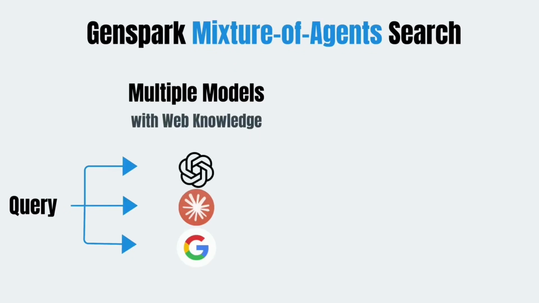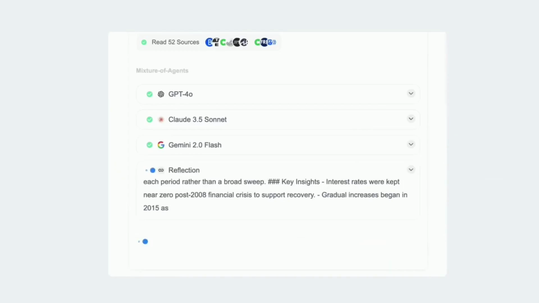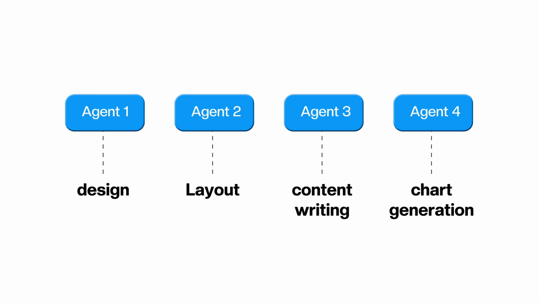So for example, it's built on a mixture of agents architecture. They use 9 LLMs and 80+ tools. And what they do is they route each agent to do different tasks. So for example, they'll have one agent do design, one do layout, content writing, chart generation. So this makes sure that they have higher accuracy, and it saves you from the manual slide tweaking.